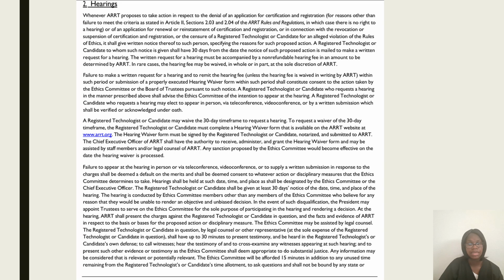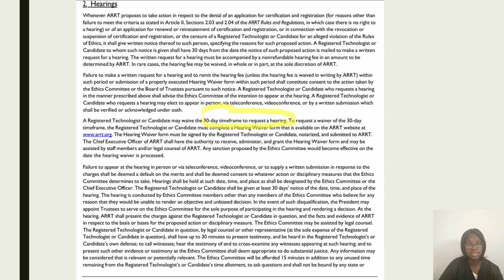Let me highlight this information. A registered technologist or candidate may waive the 30-day time frame to request a hearing. So whenever they do have you go for a hearing or request a hearing, just make sure that you are checking your emails and checking your mail, because if you do not respond within the 30-day notice, then for a fact your license is going to be taken away or suspended. So you need to go in and do it virtually or go to the location that they want you to go to so that you can defend your case.